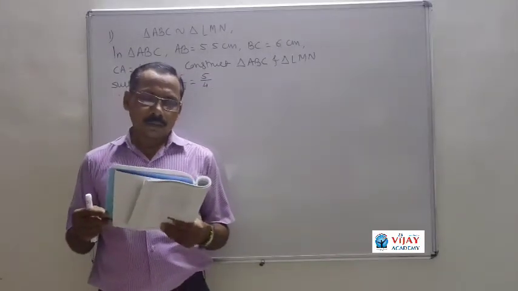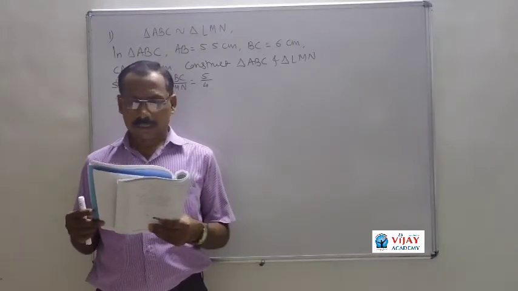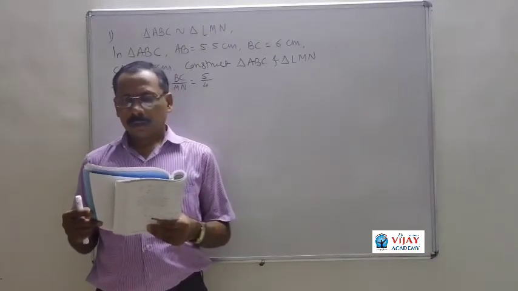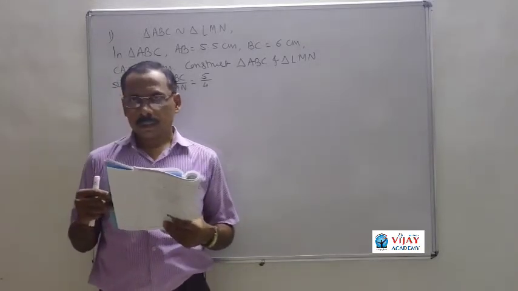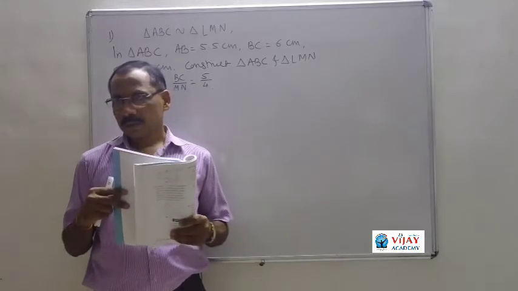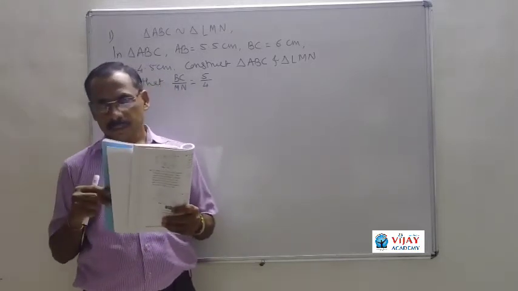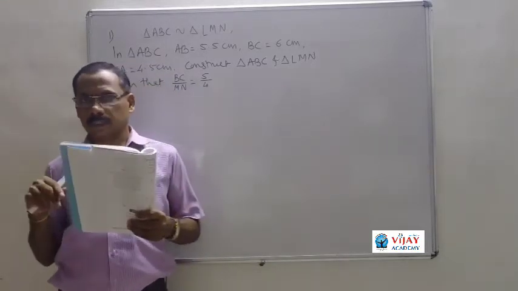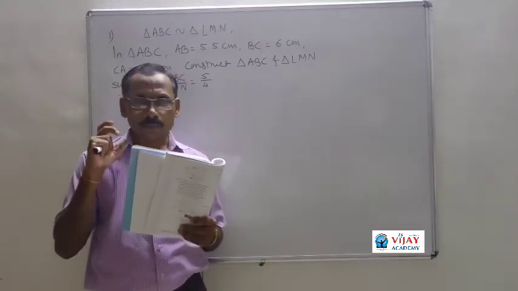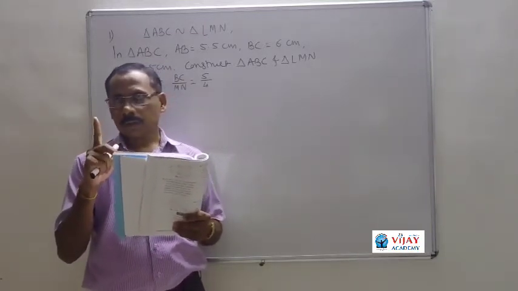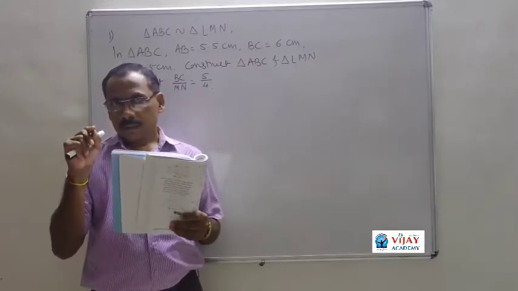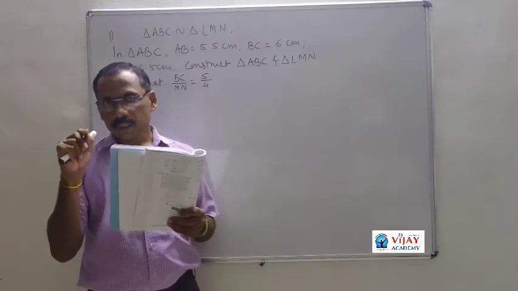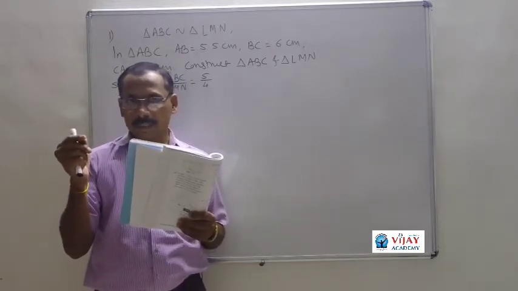Dear students, today we start the fourth chapter, Geometry Construction. In this chapter there are two exercises. The first one depends on similar triangles and the second one depends on the circle. So first we focus on the first exercise, 4.1, which is related to similar triangles.